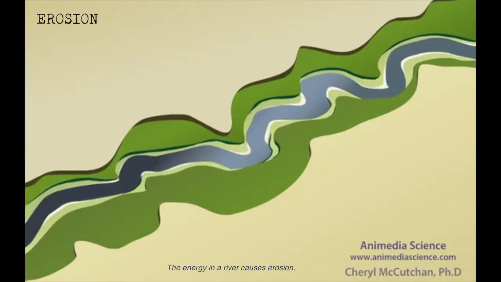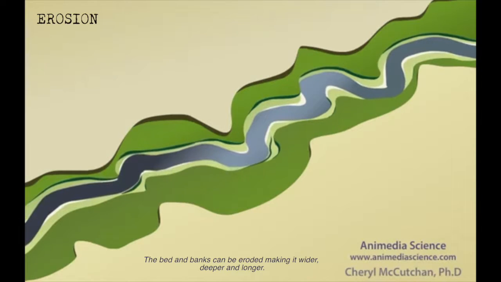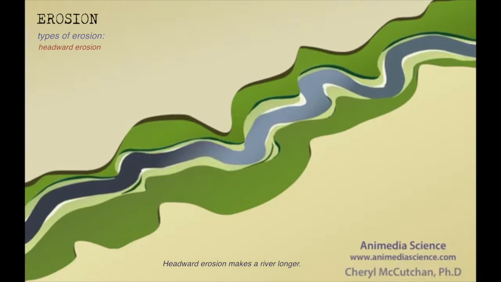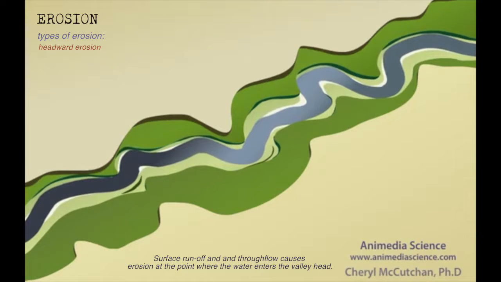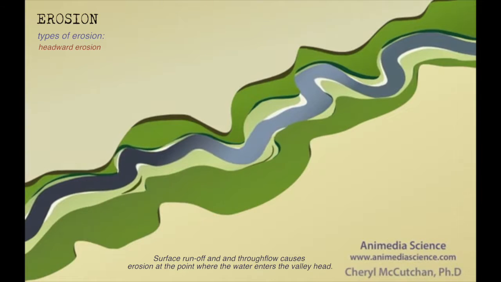The energy in a river causes erosion. The bed and banks can be eroded, making it wider, deeper, and longer. Headward erosion makes a river longer. This erosion happens near its source. Surface runoff and throughflow cause erosion at the point where the water enters the valley head.